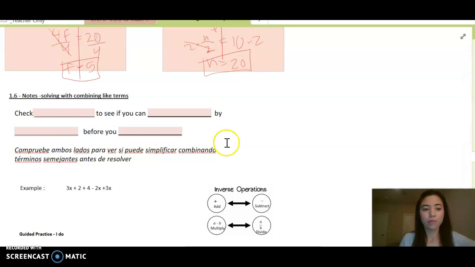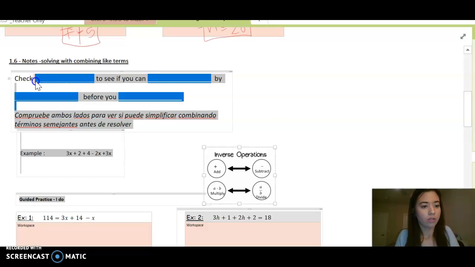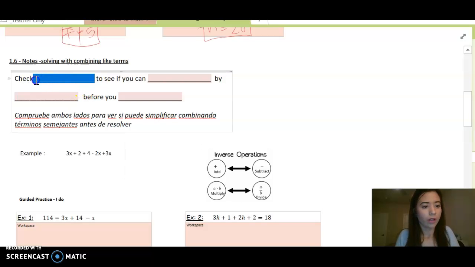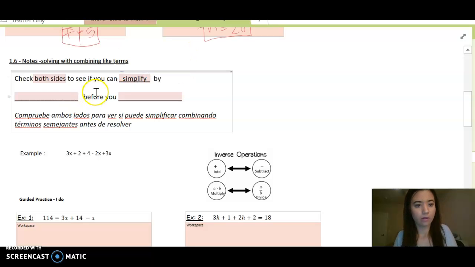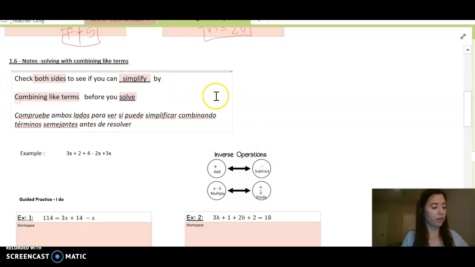Okay. So today we're going to work on solving equations while also combining like terms. So we are going to check both sides to see if we can simplify by combining like terms before we solve for our variable.